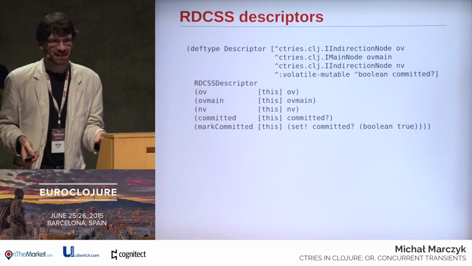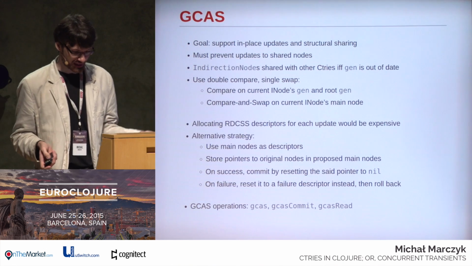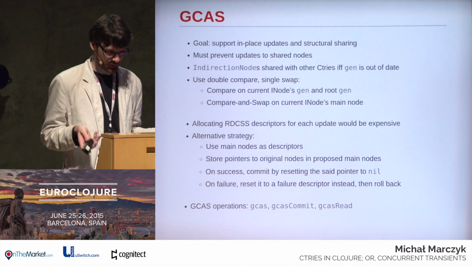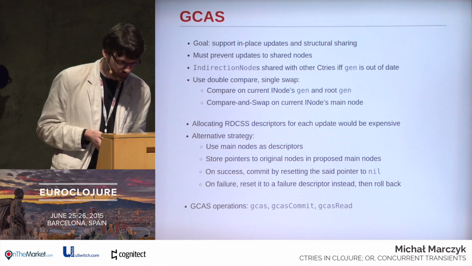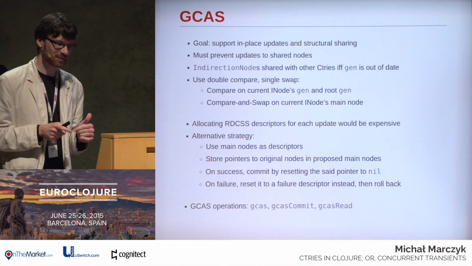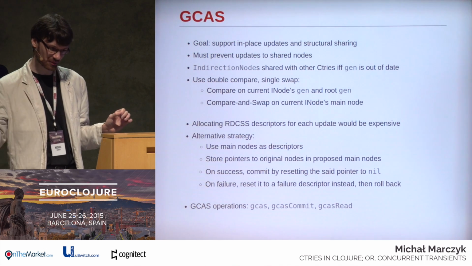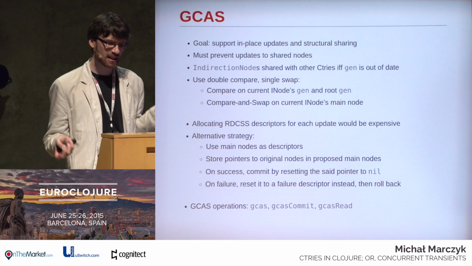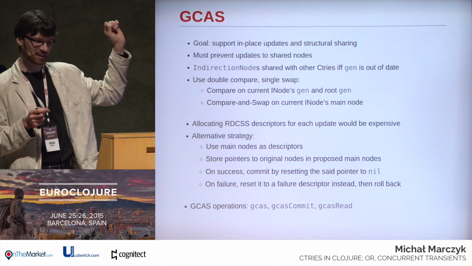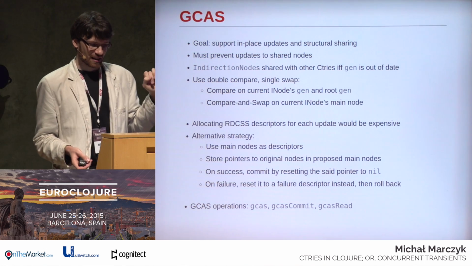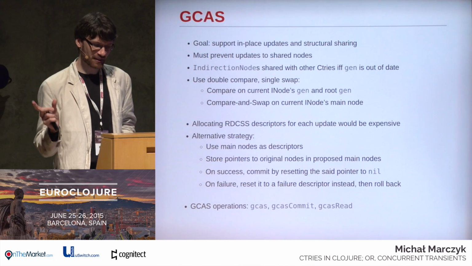So this works great for snapshots, but again, it's not appropriate for updates, and therefore a separate operation is introduced for those. It's called GCAS, for generational CAS. It also provides double compare single swap, and it's also restricted in that the two compares are always on the same memory locations, and the swap is also always on the same memory location. Specifically, it compares the current inode's generation marker to the root generation marker, and then it attempts a compare and swap on the current inode's main node.